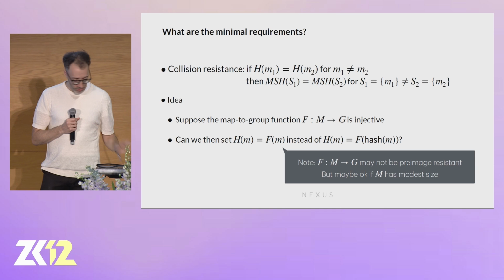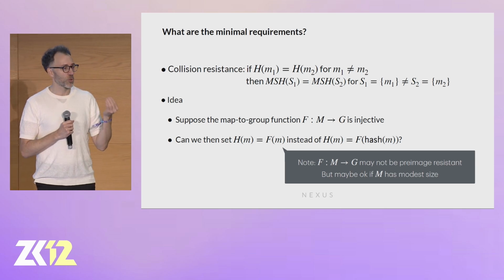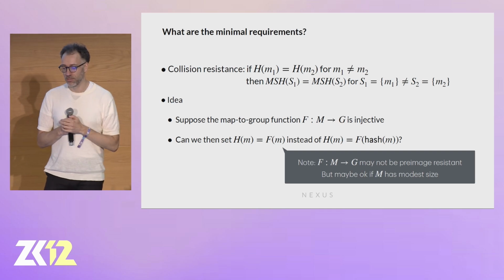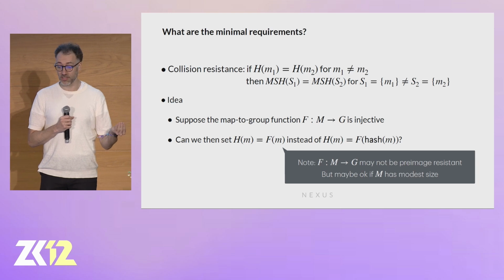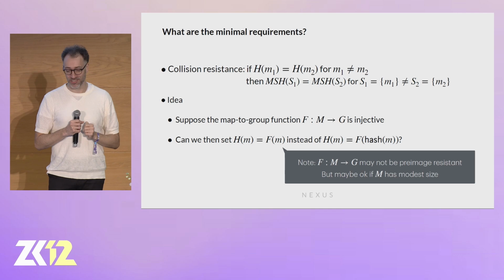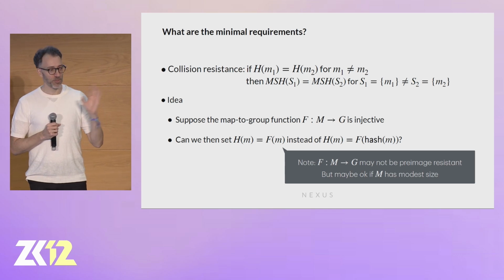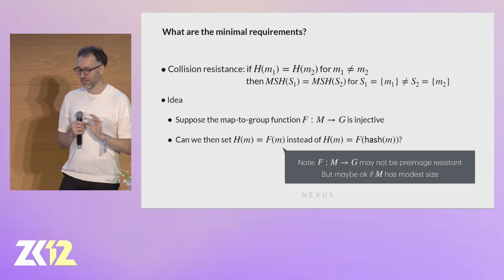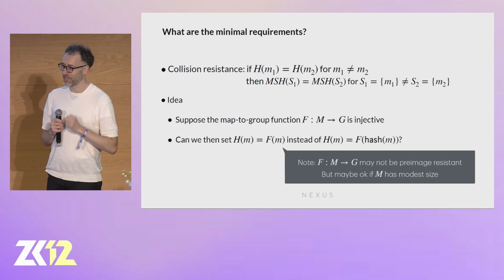This is where we start to think: what are the minimal requirements that we want from this hash to group function? We want it to have collision resistance, because if you have two elements that hash to the same value, then it's very easy to find multisets with just singleton elements that hash to the same thing. But maybe we don't need cryptography for that. Maybe we can just use an injective map. That's the idea we're exploring here.